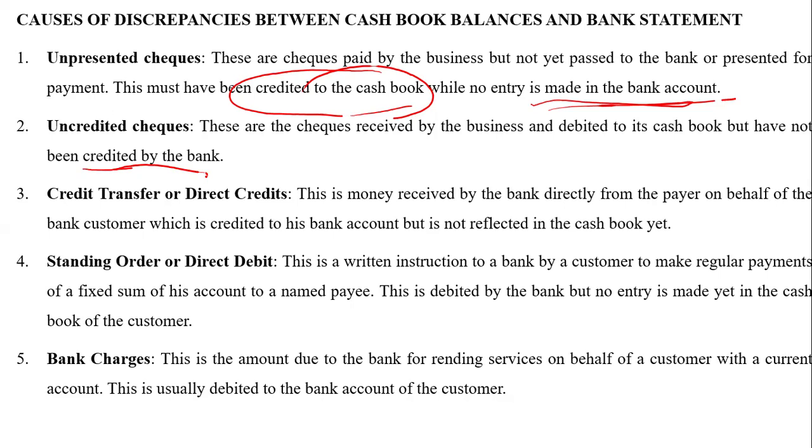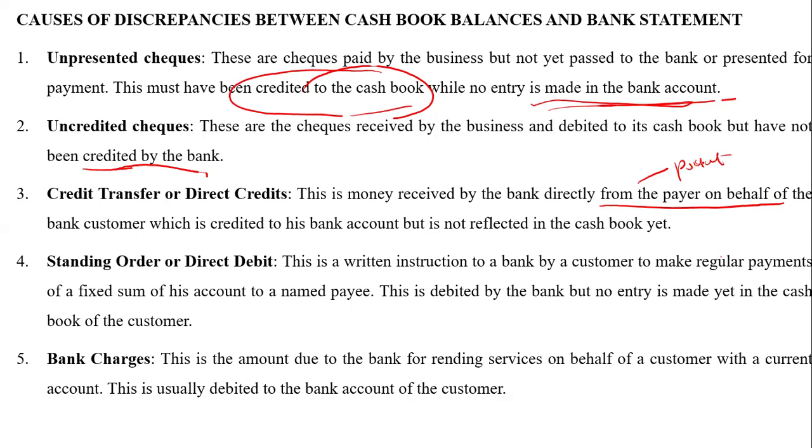We also have what we call credit transfer or direct credit. This is money received by the bank directly from the payer on behalf of the bank customer, which is credited to the bank but not yet reflected in the cash book because you don't know. For example, some of us have a parent who will make sure that at the end of the month, they transfer your pocket money into your bank account.